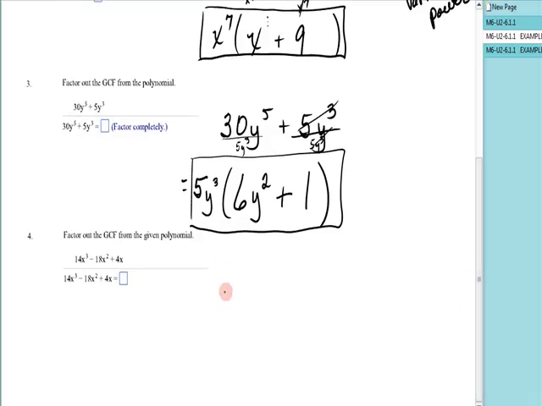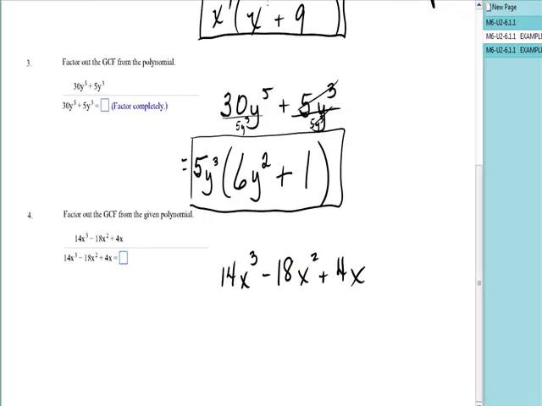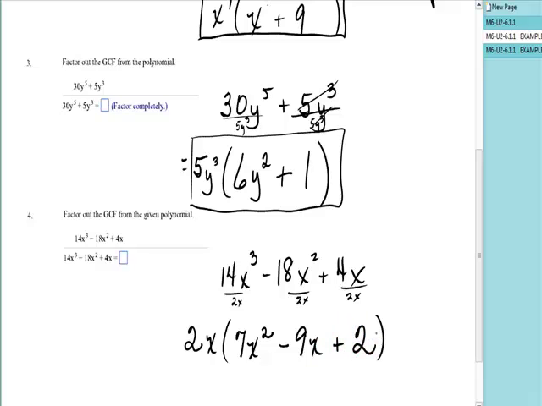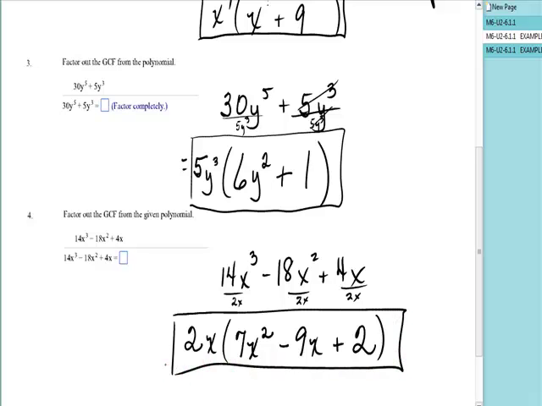All right, I have 14x to the 3rd minus 18x squared plus 4x. I look at all the terms and I see what will go into 14, 18, and 4. The answer is no more than 2. X cubed, x squared, x. I can take no more than the lowest power. So 2x is my greatest common factor. Divide it into each of these. That's going to give me 7x squared minus 9x plus 2. And those are my factors. I'm finding the greatest common factor and then dividing it out.